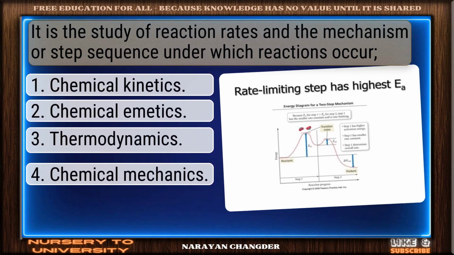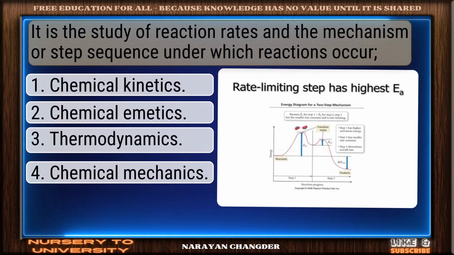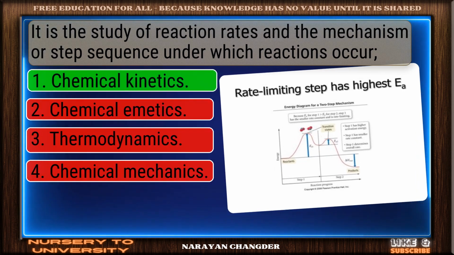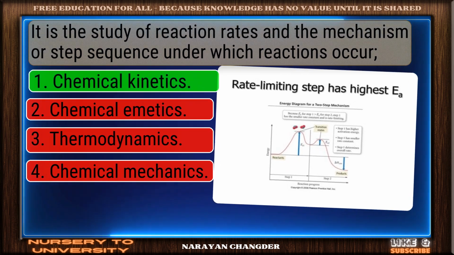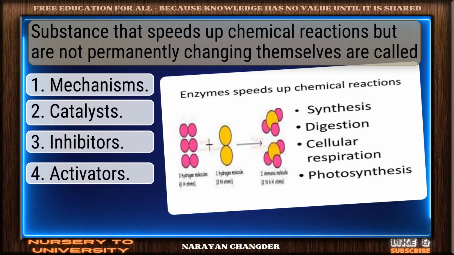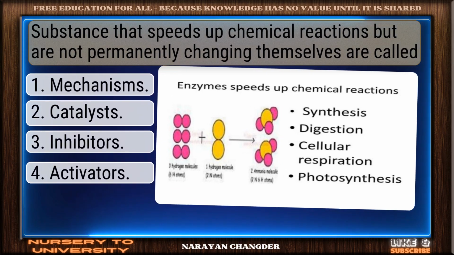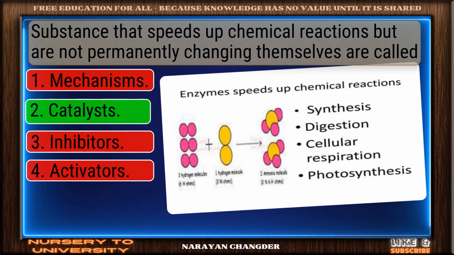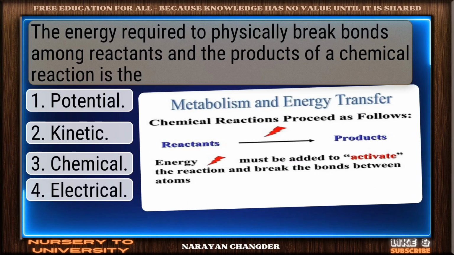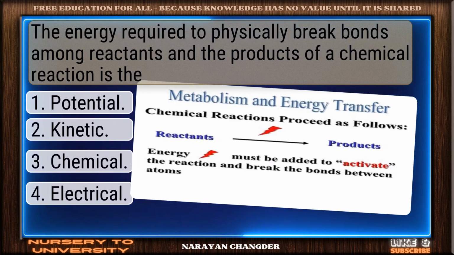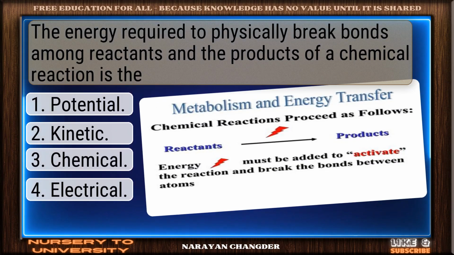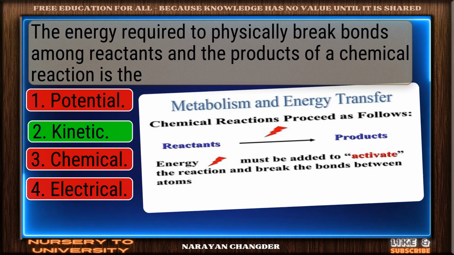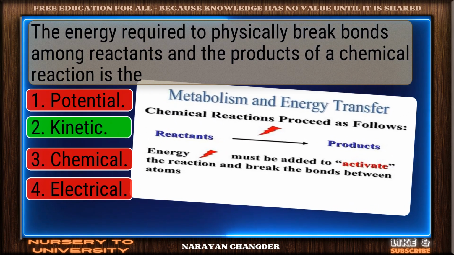It is the study of reaction rates and the mechanism or step sequence under which reactions occur. You got it. Your choice chemical kinetics is right. Substance that speeds up chemical reactions but are not permanently changing themselves are called. Smart pick. Catalysts is the correct choice. The energy required to physically break bonds among reactants and the products of a chemical reaction is the dash. Strong choice. Kinetic is the right answer.